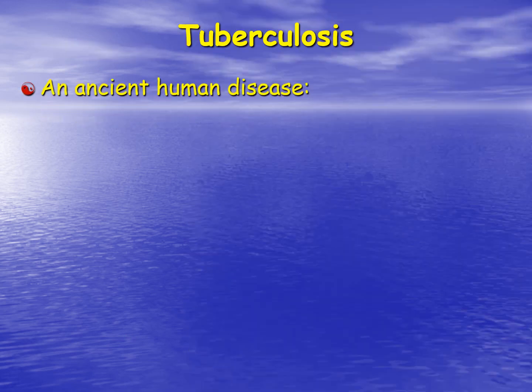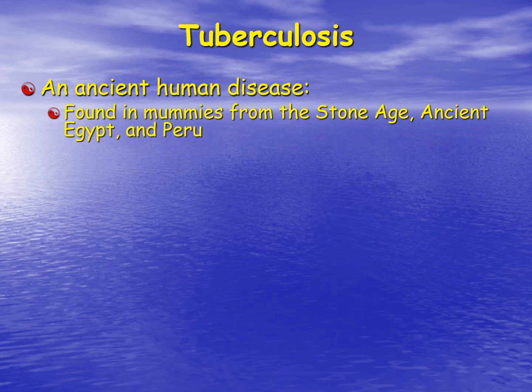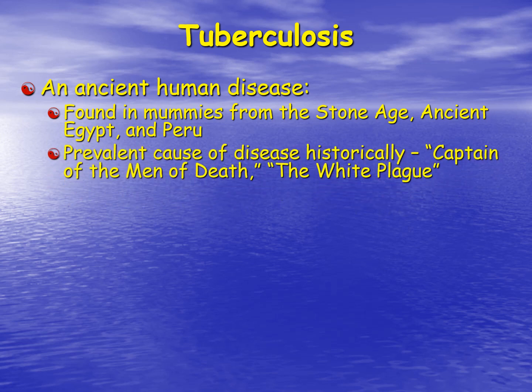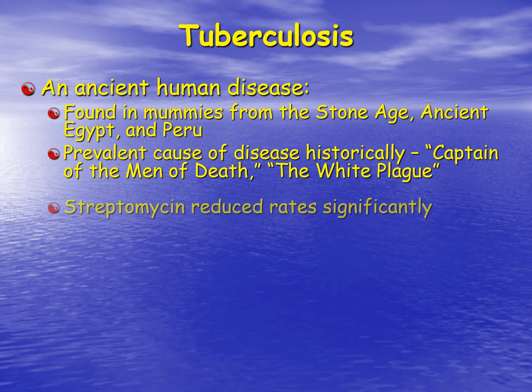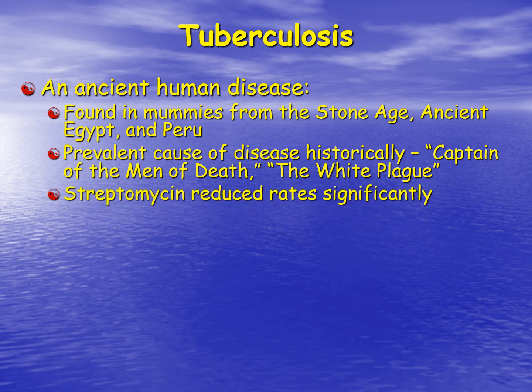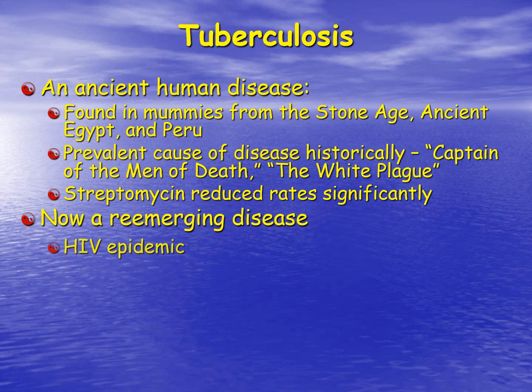Now, tuberculosis. This is actually also a very ancient human disease. We've known about it for a long, long time. It's been found in mummies from the Stone Age, in ancient Egypt, and even in mummies from Peru. It was a prevalent cause of disease historically, called the captain of the men of death or the white plague. Streptomycin has reduced rates of tuberculosis significantly, but in the last several years, maybe about the last 8 to 10, we have seen a significant rise of TB. So now it is considered a re-emerging disease.